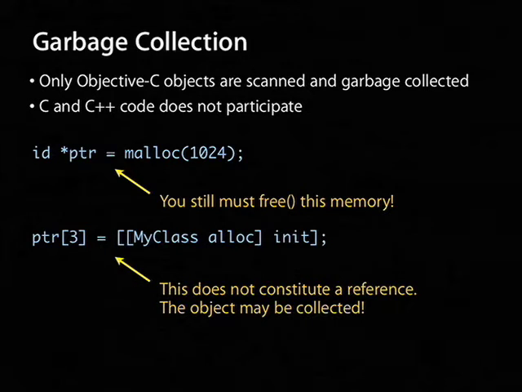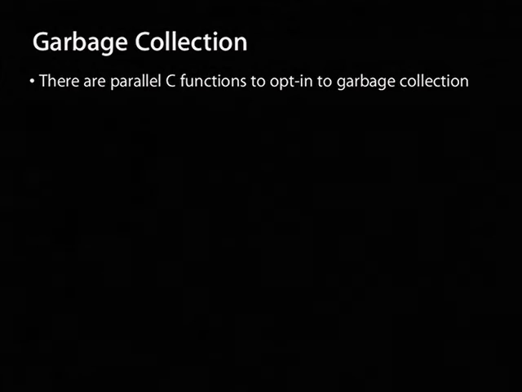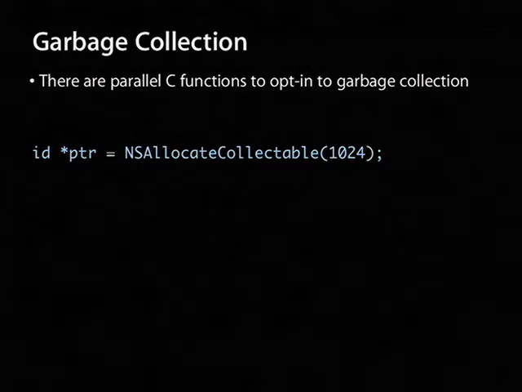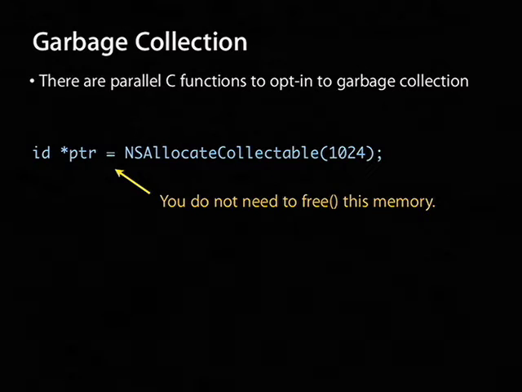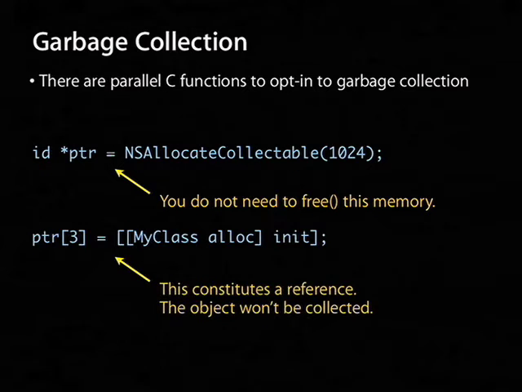And this may seem counterintuitive, but this really is something you want because it means that C libraries are not changed by garbage collection. This isn't going to interfere with a library like OpenGL. But if you do want to use garbage collection with these C-type functions, you can. There's a way to do this. There's a parallel set of functions. So there's NSAllocateCollectable, which allocates memory, which is then reclaimed by the garbage collector when it's unreferenced. And if you store an object into memory that you allocated with NSAllocateCollectable, it will count as a root, and your object will not be deallocated.